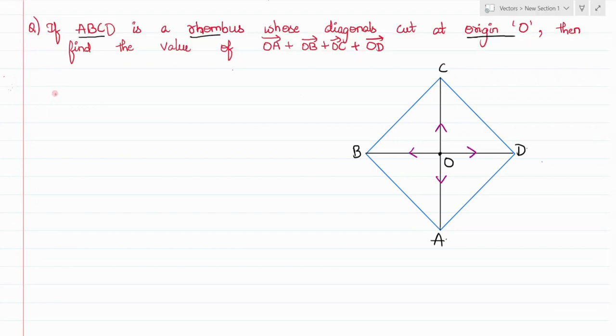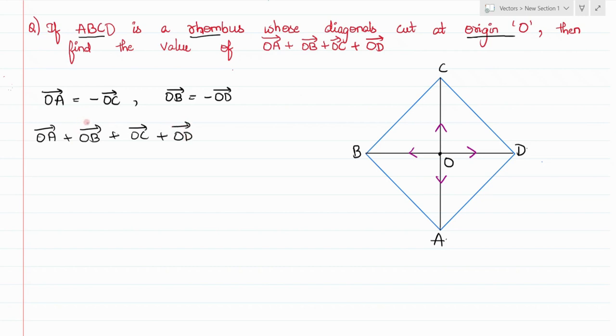We all know that diagonals of a rhombus bisect each other. What does it mean? It means that the OA vector is nothing but the negative of the OC vector. Similarly, the OB vector is the negative of the OD vector. So when you add all four, OA plus OB plus OC plus OD, OB and OD get cancelled and OA and OC cancel each other. So we'll get 0 as the answer to this question.